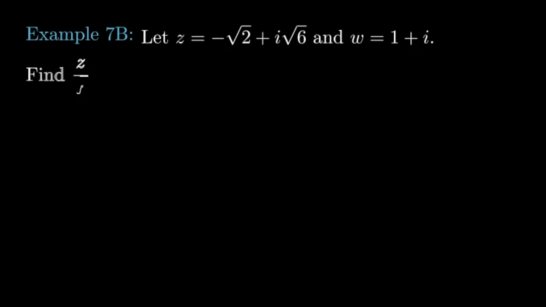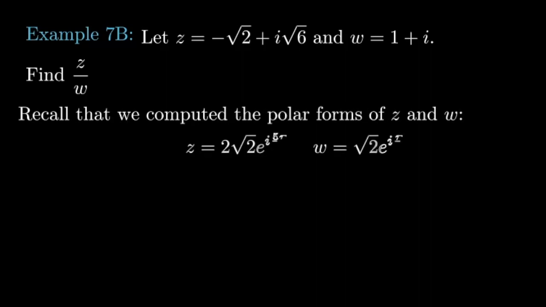So this time what we'll do is actually use polar form. So again, we have z is equal to minus root 2 plus i root 6 and w is equal to 1 plus i. We want to find z over w. We have already computed their polar forms in previous examples. We have z is equal to 2 root 2 e to the i 5 pi on 3 and w is equal to root 2 e to the i pi on 4. So now z over w is just going to be 2 root 2 e to the i 5 pi on 3 divided by root 2 e to the i pi on 4.